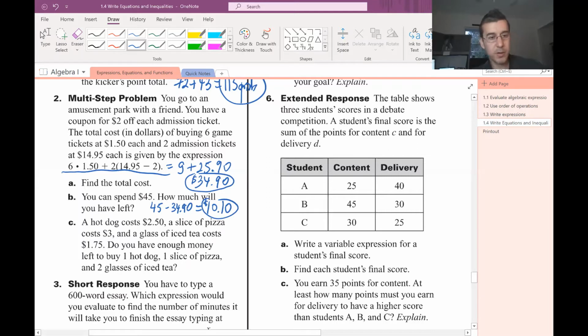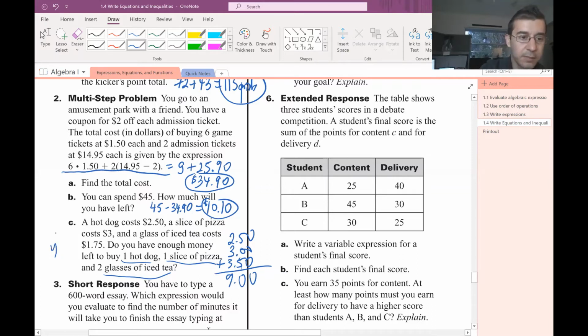And then a hot dog costs $2.50. A slice of pizza costs $3, and a glass of iced tea costs $1.75. Do you have enough money left to buy 1 hot dog, 1 slice of pizza, and 2 glasses of iced tea? So 1 hot dog, that would be $2.50. 1 slice of pizza, that would be $3. And then 2 glasses of iced tea, 2 times 1.75, that's $3.50. So all in all, you need $9, but you have $10.10. So yes, you have enough.